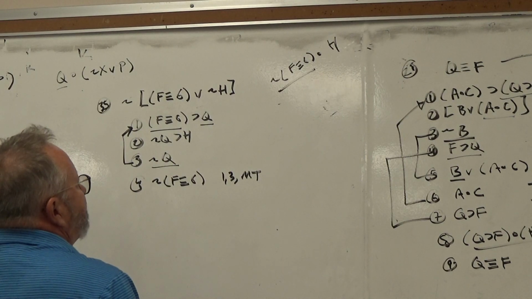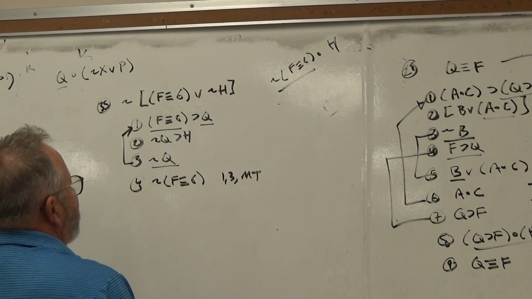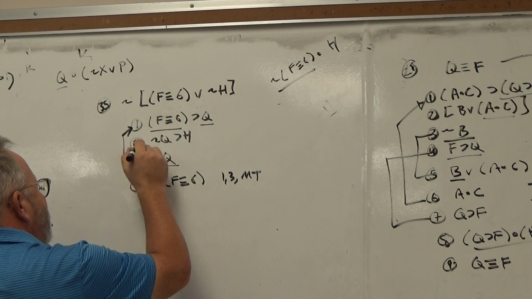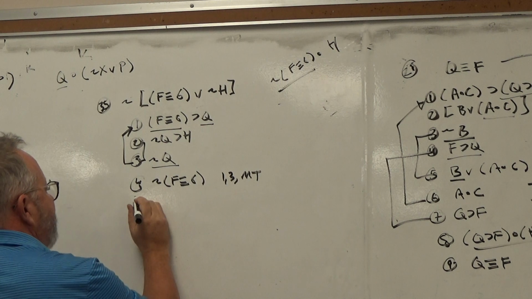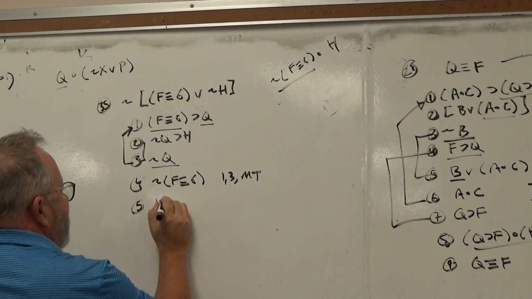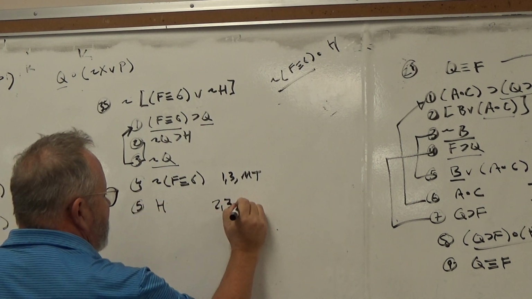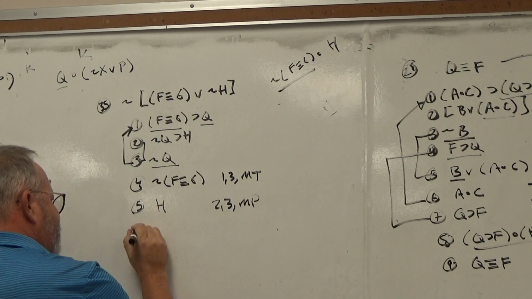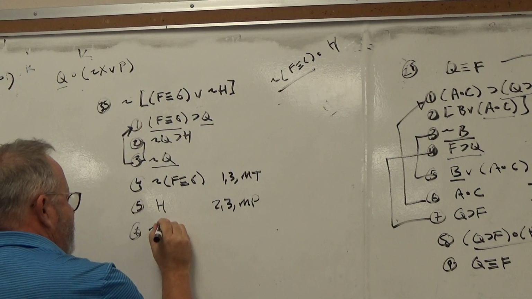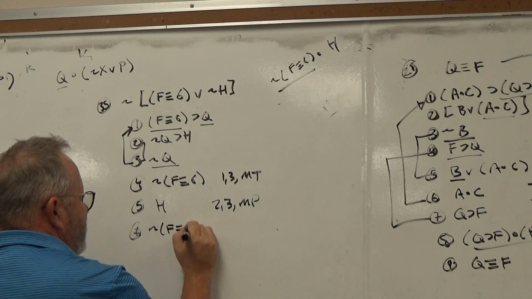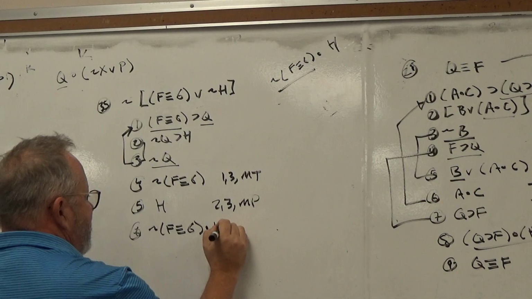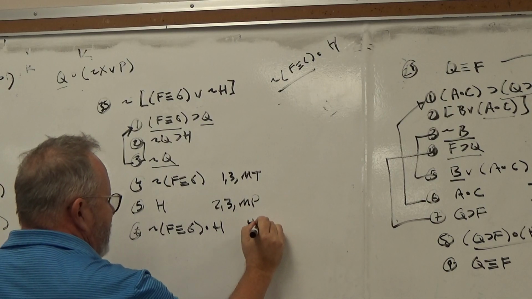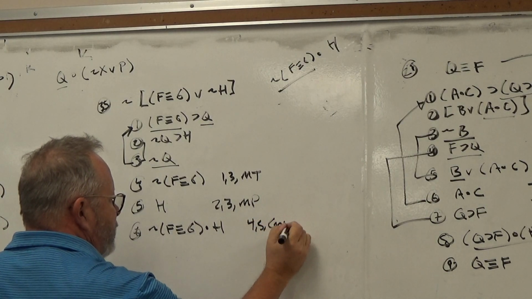Okay. And now I need an H. Well, it's really easy to get an H from 2 and 3 by modus ponens. I get H, 2, 3 modus ponens. So now let me put these two things together. I get not F if and only if G and H from 4 and 5 conjunction.